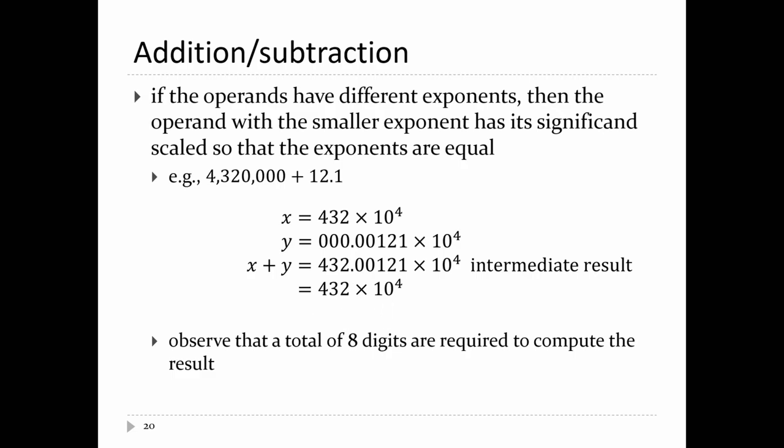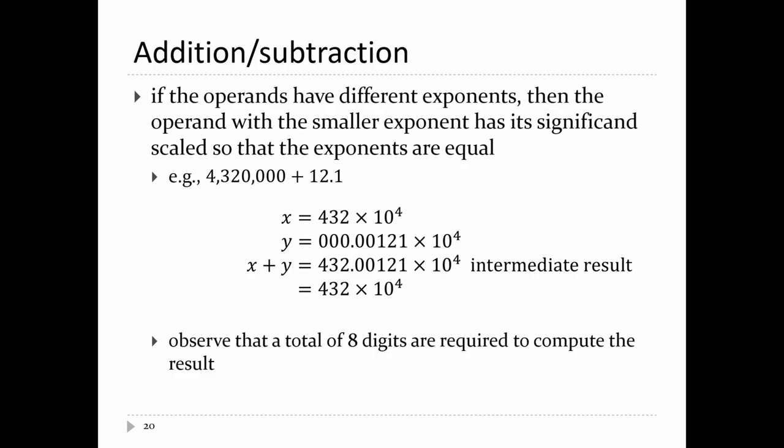Now, look at your final answer. 432 times 10 to the 4. Look at the two numbers that you added together. The first number that I added together was 4,320,000. But that's 432 times 10 to the 4. The second number is some positive value.